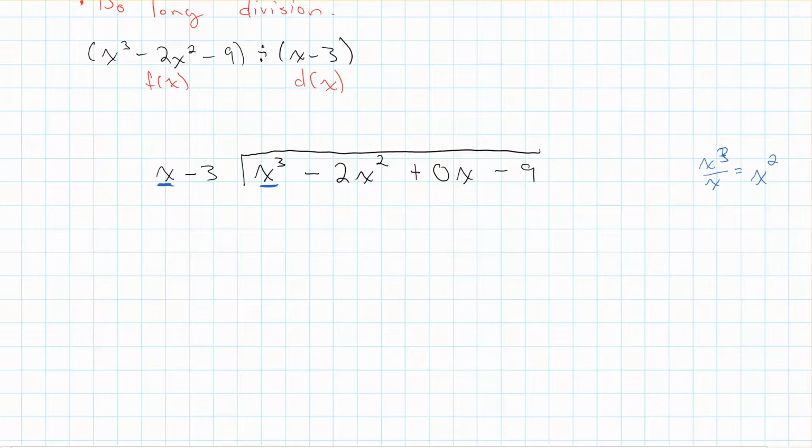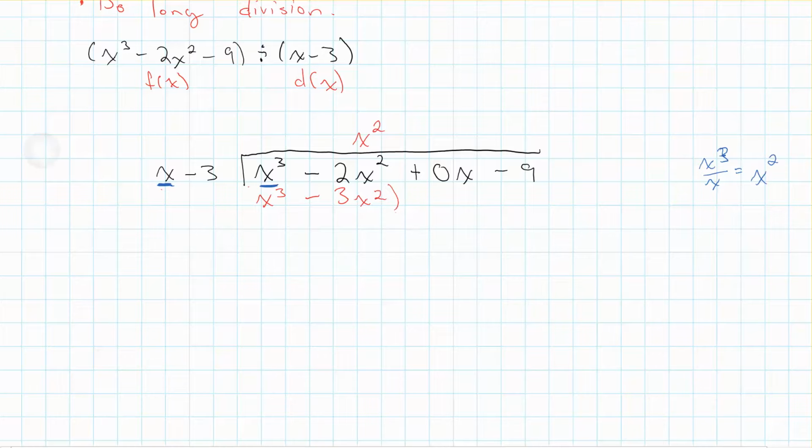I like to think of it, what do I multiply x by to get x cubed? Well, I'd of course multiply by x squared. So I'd multiply x by x squared in order to get x cubed. So then, now that we've done that, we're going to do x squared times everything here and line things up. So what do I mean? X squared times x is x cubed. X squared times negative 3 would be minus 3x squared. So we're going to line that up.